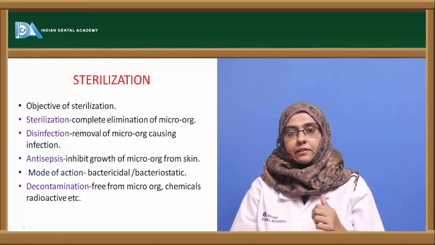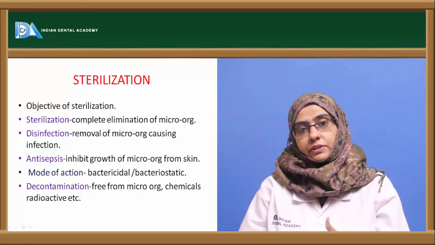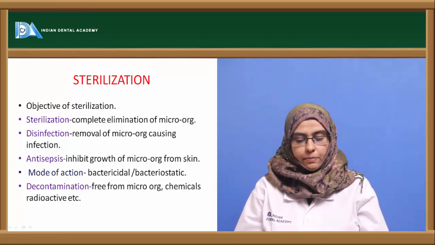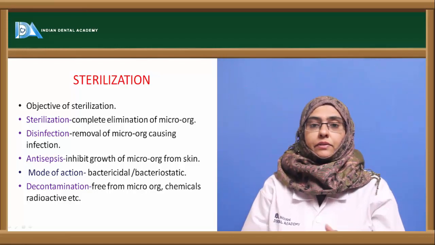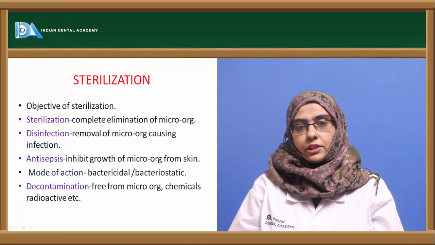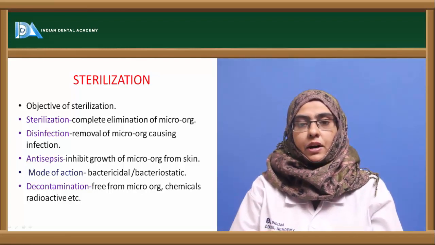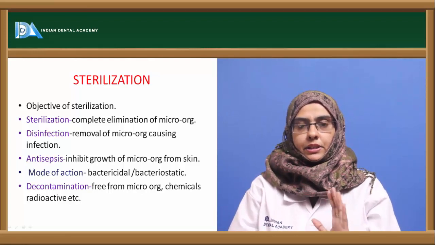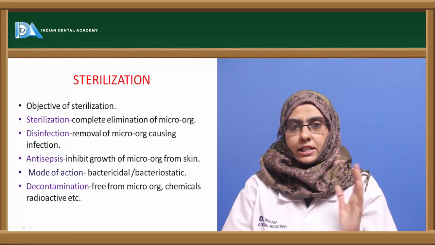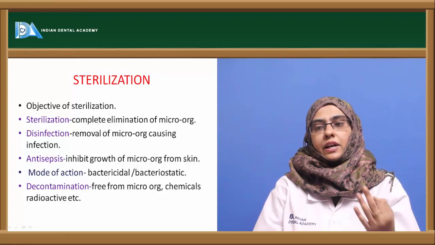So the method that we adopt for sterilization depends on the material we are going to sterilize, the type of organism we are going to eliminate, and the nature of the organism that we are trying to eliminate. Coming to the definition, sterilization is the complete elimination of microorganisms from a particular substance. The objective is to eliminate organisms because they are sources of contamination, decay, and infection.